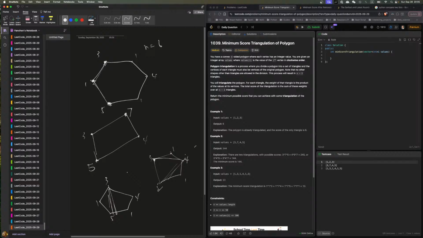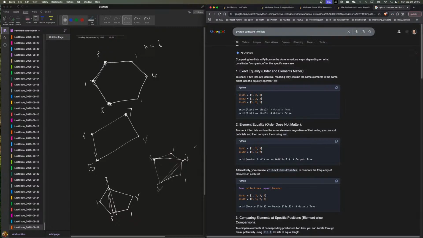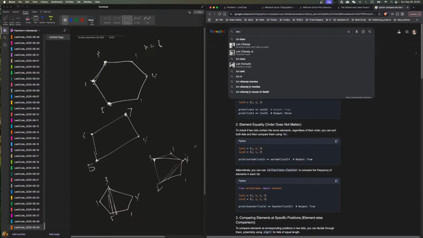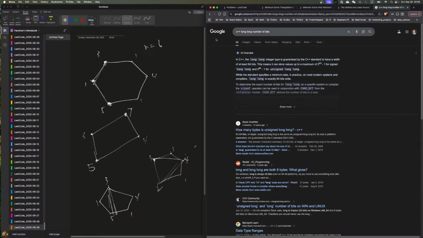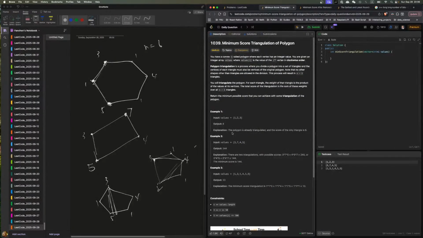50, you say. Long is what? It's 64, right? Long is 64-bit. I can use bit. Long in C++. Number of bits is 64. So I can use a number to represent which one got taken. Now we're talking.